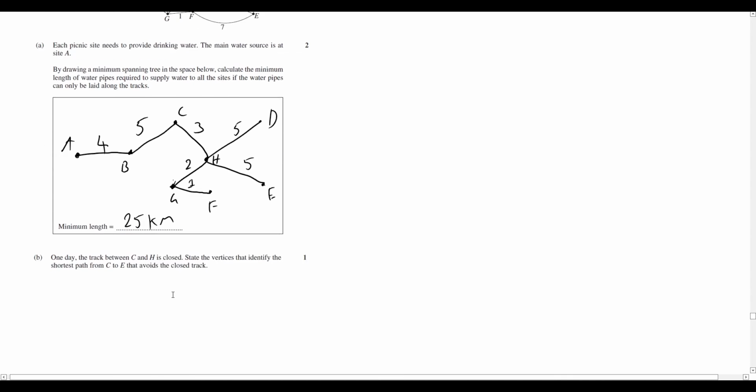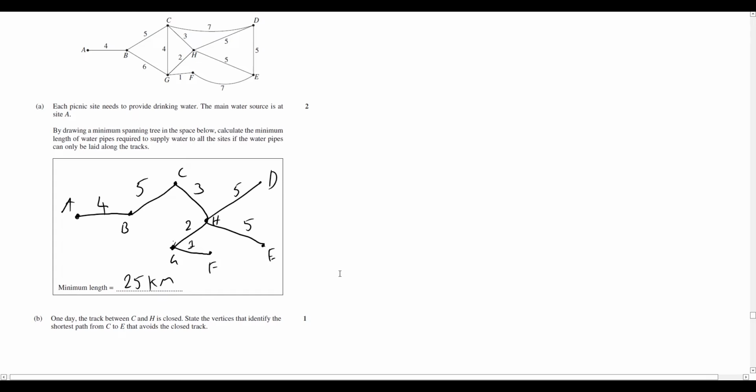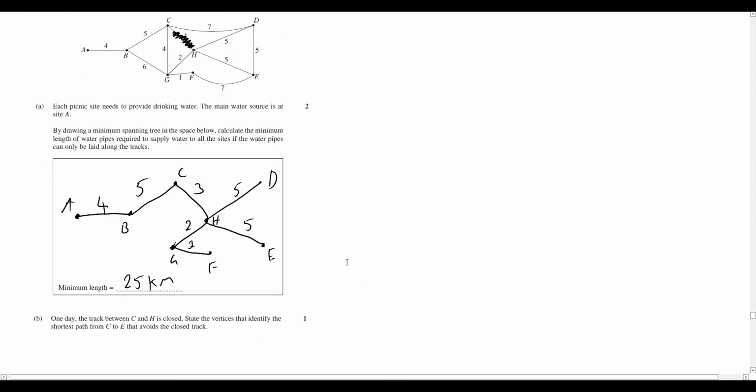Okay. Now for part B, it asks us, one day the track between C and H is closed. So state the vertices that identify the shortest path from C to E that avoids the closed track. Okay, so let's look at our original diagram here. So we know C to H no longer exists, and we want to go from C to E. So we're going to get from here over to here.